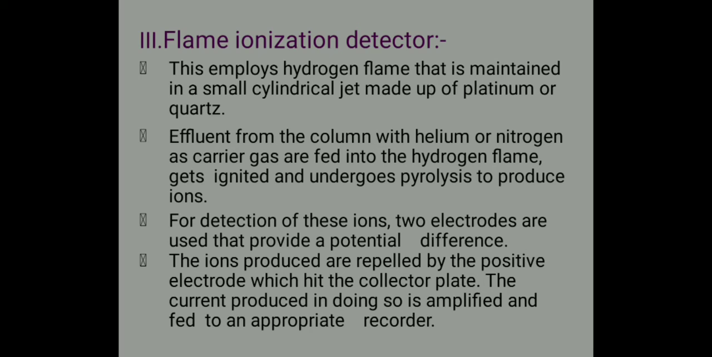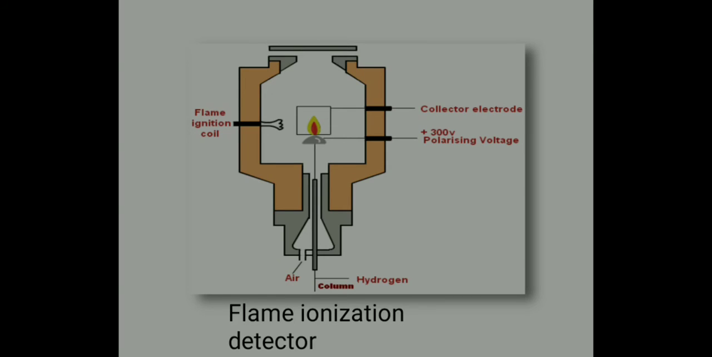For detection of these ions, two electrodes are used that provide a potential difference. The ions produced are repelled by the positive electrode and hit the collector plate. The current produced in doing so is amplified and fed to an appropriate recorder. So this is the flame ionization detector.